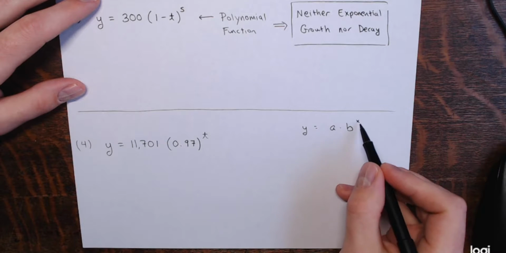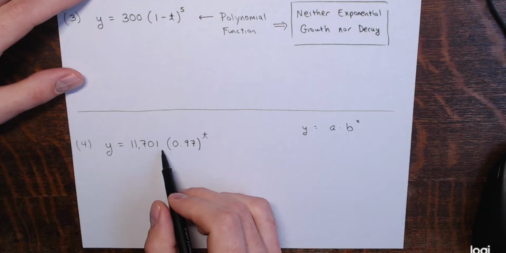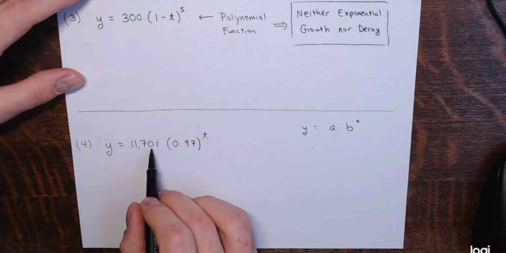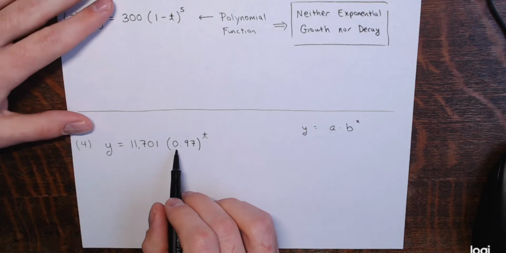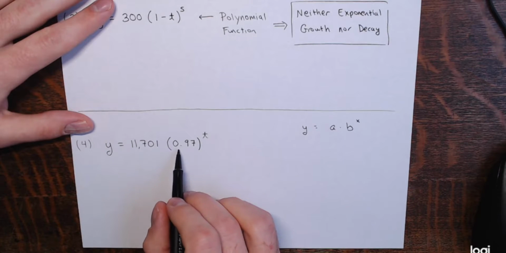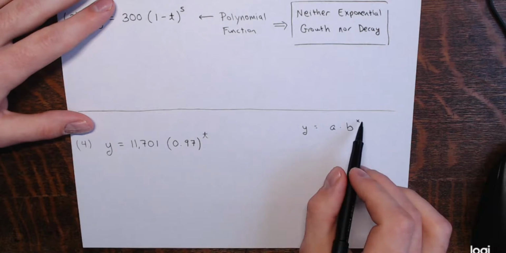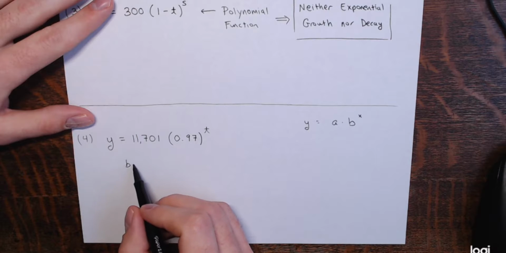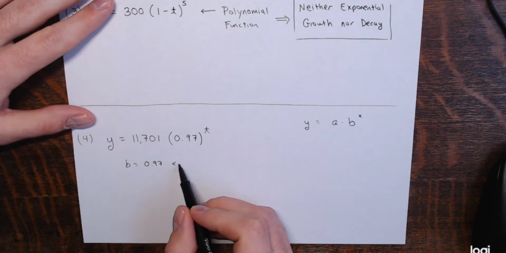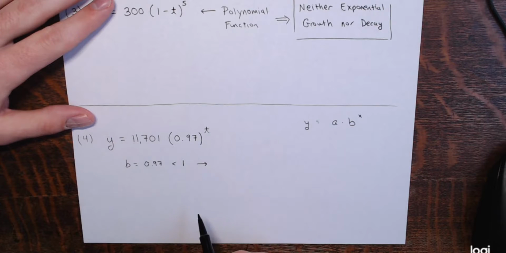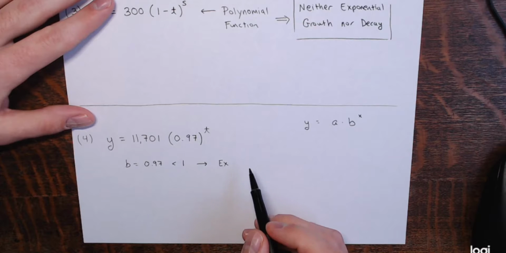Okay, so this time, for example 4, we have the y equals a times b to the x, or b to the t again. We do have that form. A is 11,701, a positive number, great. The value of b this time, the base, is less than 1, right? 0.97 to the t or to the x. But the value of b this time, the base, is 0.97, which is less than 1, meaning we have an exponential decay model on our hands here.